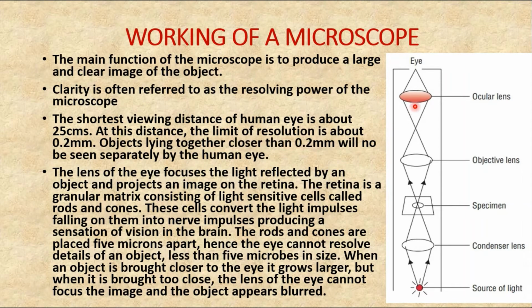And the shortest viewing distance of a human eye is about 25 centimeters. At this distance, the limit of resolution, that means clarity, is about 0.2 mm. And objects lying together closer than 0.2 mm will not be seen separately by the human eye. So this is the basic working of a microscope in relation to the eye.